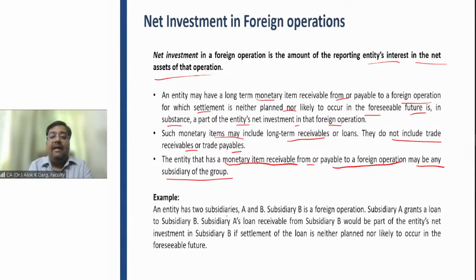Example, an entity has two subsidiaries, A and B. Subsidiary B is a foreign operation, right? Subsidiary A grants a loan to subsidiary B. Subsidiary A's loan receivable from subsidiary B would be part of the entity's net investment in subsidiary B if settlement of loan is neither planned nor likely to occur in the foreseeable future, right? Is that clear?